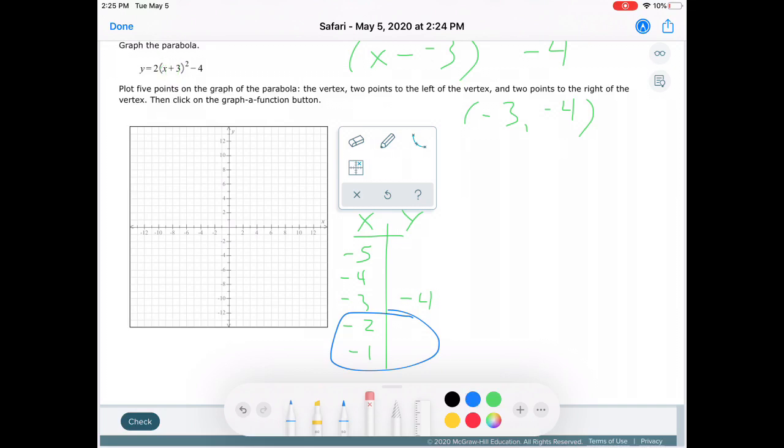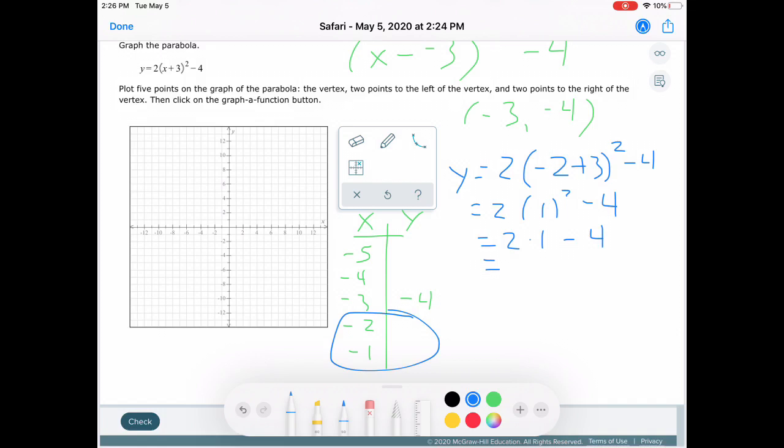So let's go ahead and go back to our equation. y equals 2 times x plus 3, squared, minus 4. I'm going to start with the -2 plus 3, which is 1. And 1 squared is 1. And we're really just following order of operations here. So 2 minus 4 gives us -2. So for our -2, we have -2 for the y, for the -2 and -4 versions of the x.